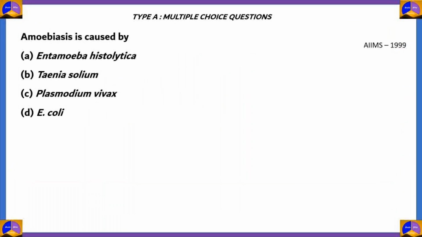Let's look at this question. Amoebiasis is caused by A, Entamoeba histolytica, B, Taenia solium, C, Plasmodium vivax, and D, E. coli. Let's look at each of our options. Option D, E. coli. The ingestion of E. coli causes food poisoning. So option D is incorrect. Plasmodium vivax is the causative agent for the disease malaria. So option C is incorrect.